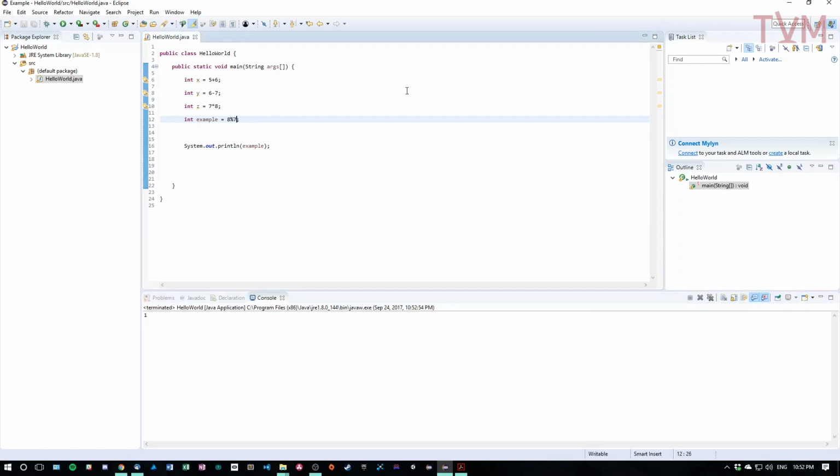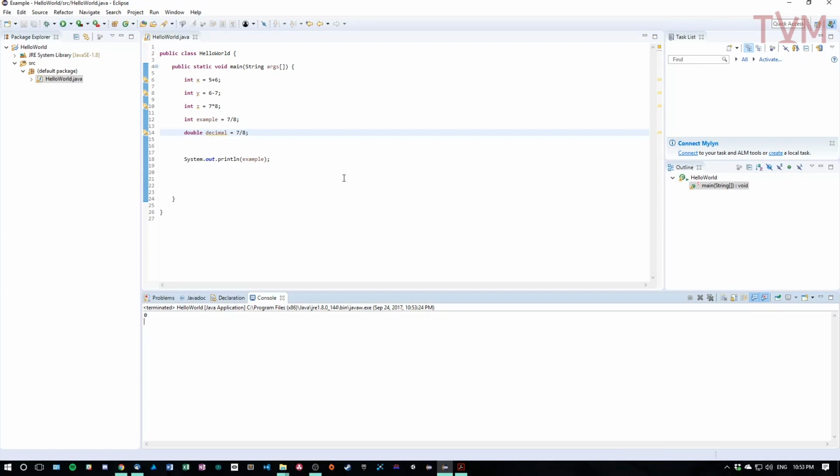Now, we don't always want to do this though. We don't want to use integer division. Instead, we might want to use decimal division. So we can use decimal types, and we know that decimal types are doubles. So let's say double decimal equals 7 divided by 8. What's going to happen here? What's the answer you're going to get? Well, it's 0. It might not be what you expected.